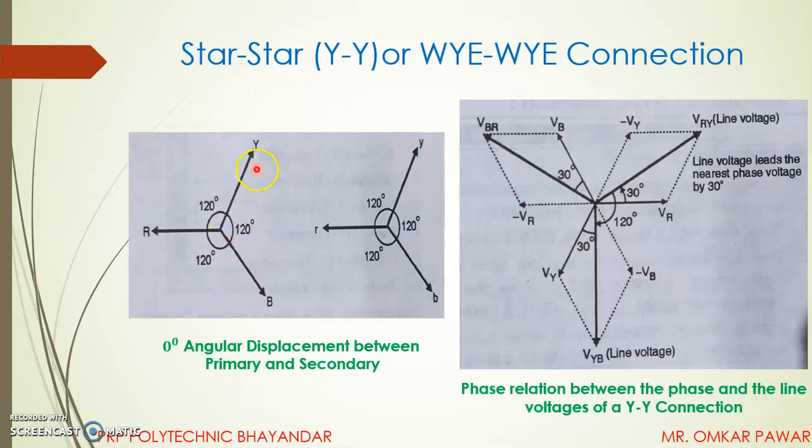So this is the 0 degree angular displacement between primary and secondary. So this is VR, that is R phase voltage. This is B phase voltage and this is Y phase voltage. So each is 120 degrees shifted. It is VR, VB and VY, shifted individually by 120 degree.